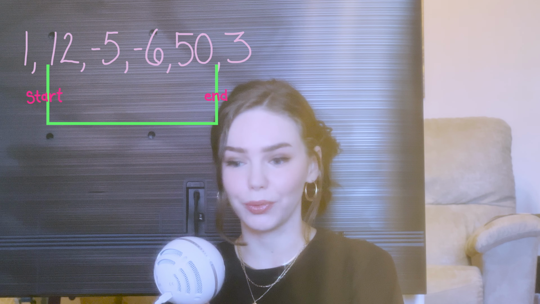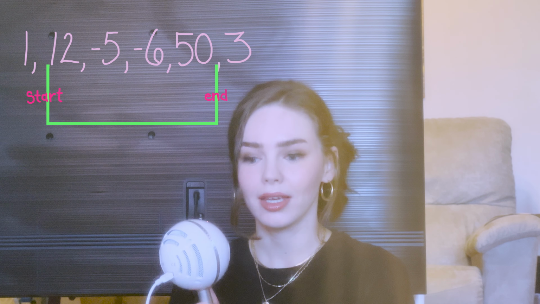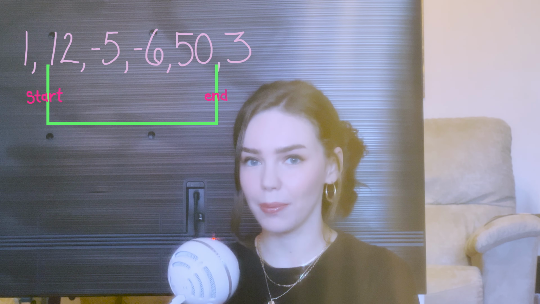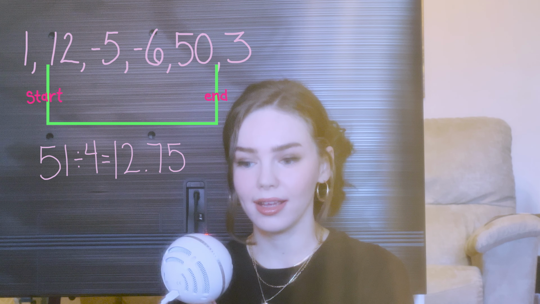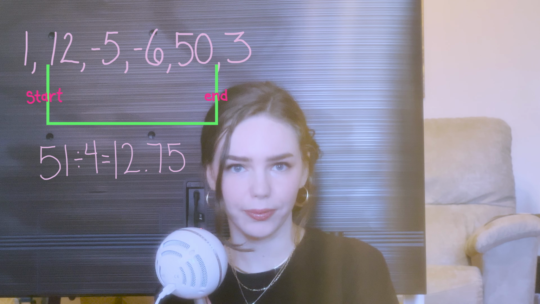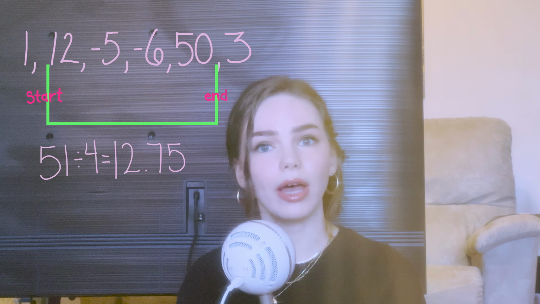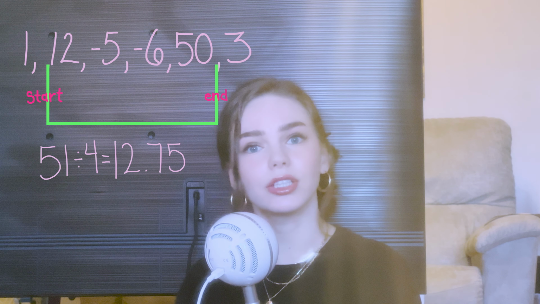This gives us an array 12, -5, -6, and 50. The total of this subarray is 51, and 51 divided by 4 is 12.75. After we process this subarray, we now move everything one spot to the right again.